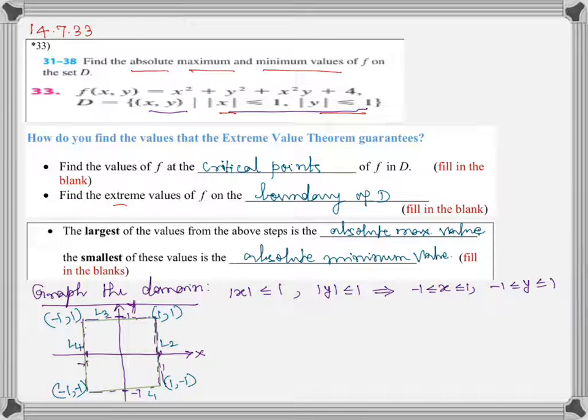L1 is the boundary with y equal to -1. L2 is the boundary x equal to 1. L3 is the boundary y equal to 1. L4 is the boundary vertical line x equal to -1.